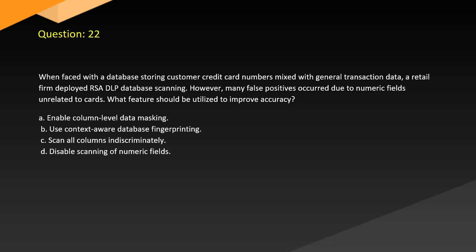Question 22. When faced with a database storing customer credit card numbers mixed with general transaction data, a retail firm deployed DLP database scanning. However, many false positives occurred due to numeric fields unrelated to cards. What features should be utilized to improve accuracy? A. Enable column-level data masking. B. Use context-aware database fingerprinting. C. Scan all columns indiscriminately. D. Disable scanning of numeric fields.